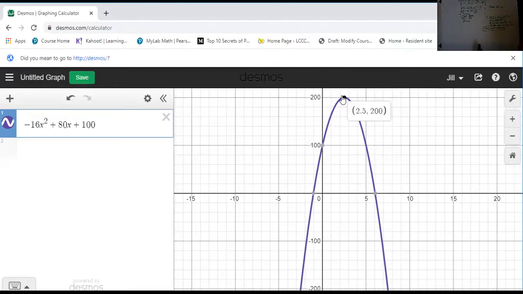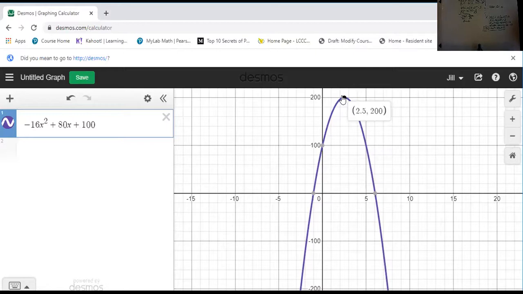And then the question is, what is the maximum height? Well, the highest point on that is 200 feet. So it took 2.5 seconds to project up to 200 feet. That's your maximum height. And it's really simple. When you have a good graph, a good picture, that's called a comprehensive graph. When you have a good picture, you can see that pretty easily and just trace it on this Desmos.